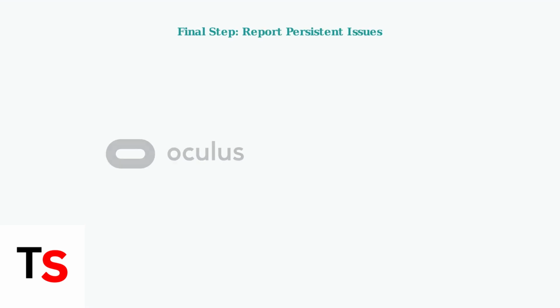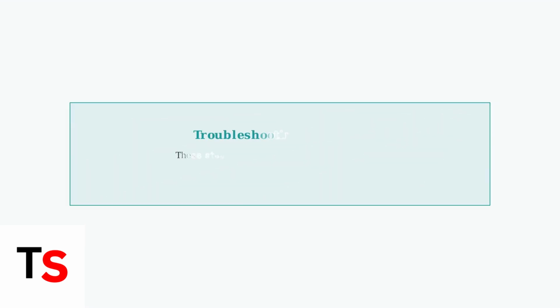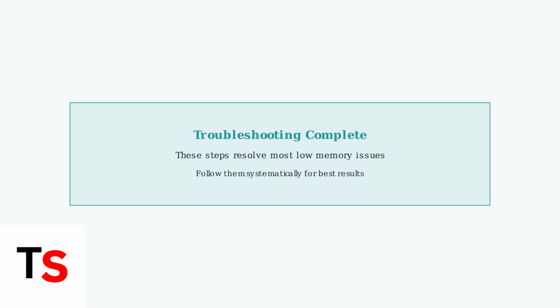If problems persist after trying these solutions, report the bugs to app developers and Meta support. This helps improve the platform and may provide you with specific solutions for your issue. By following these troubleshooting steps systematically, you can effectively resolve most low memory issues on your MetaQuest headset and ensure a smoother VR experience.